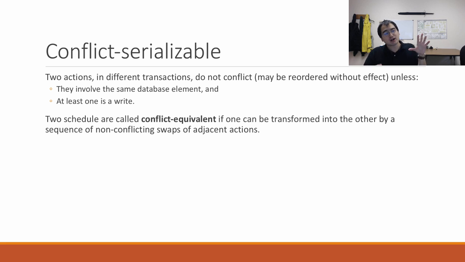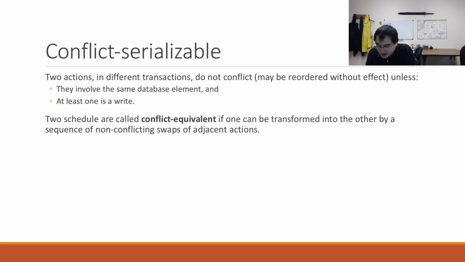All right, so let's talk again about schedules. If I have two schedules, they're called conflict equivalent if one can be transformed into the other by a series of non-conflicting swaps of adjacent actions. It means I can bubble actions around and reorder them by doing little swaps. It's called conflict equivalent if I can basically say this schedule can become this schedule if I do these little swaps. And because each of those little swaps doesn't cause conflicts, I can always just swap those orders around.